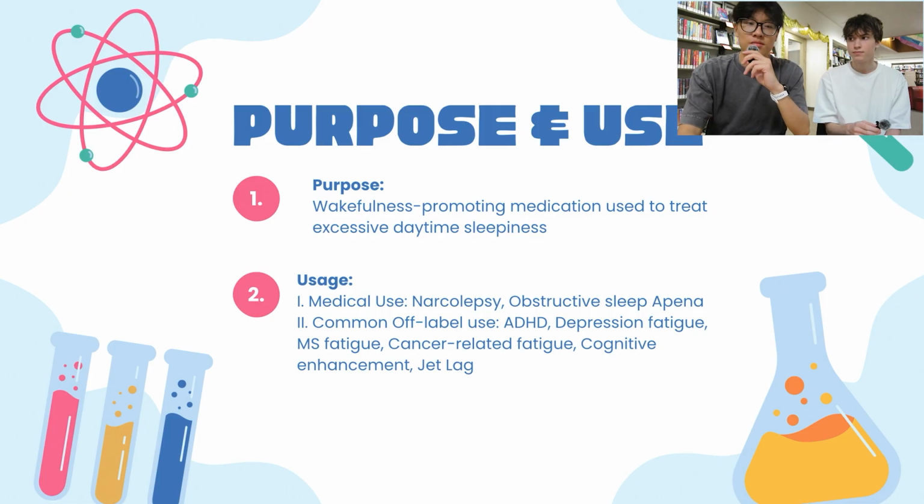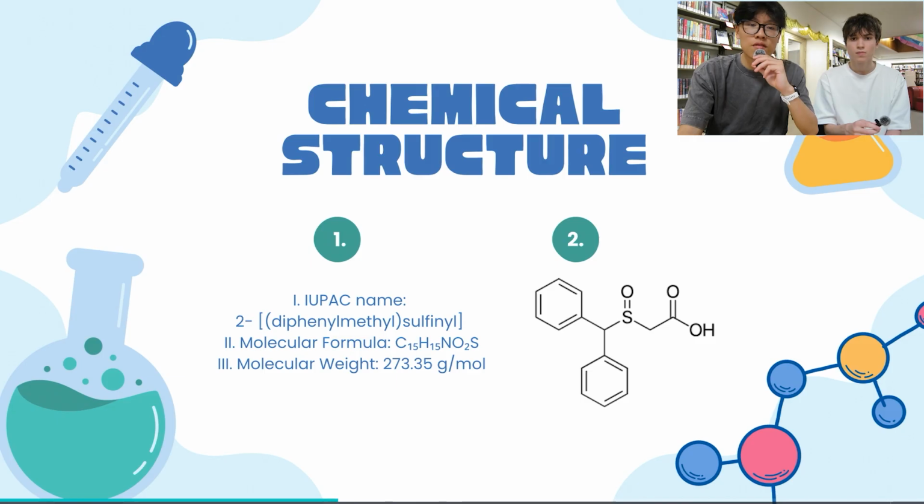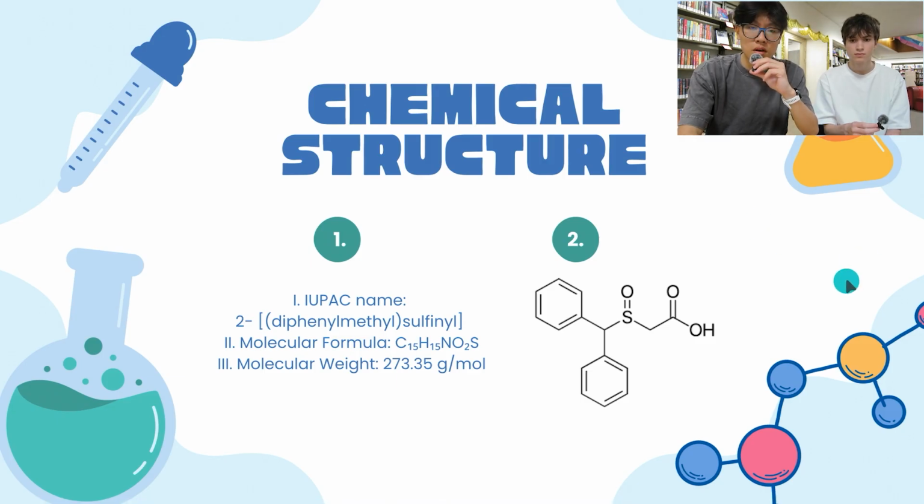Wow, very interesting. Well, we're going to take a look at its chemical structure now. Its IUPAC name is a little tricky, but it's 2-diphenylmethylsulfonol, with molecular formula of C15H15NO2S, with a molecular weight of around 273.35 grams per mole. And you can see the chemical structure here, but Abel will talk to us more about the structure in the next slide.